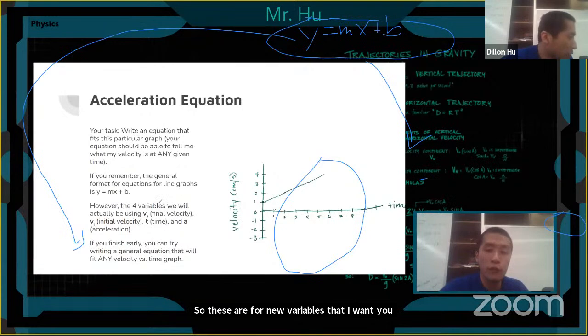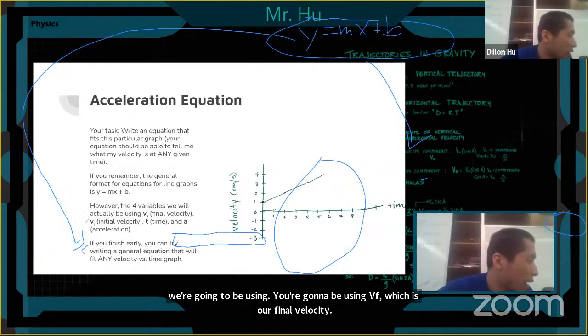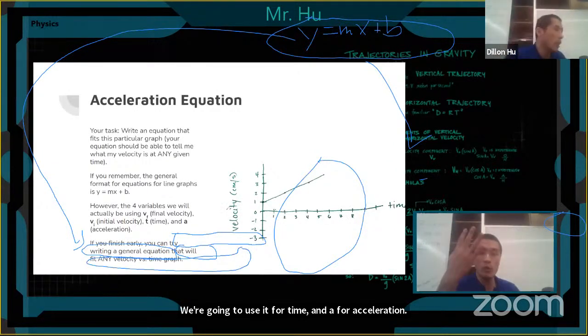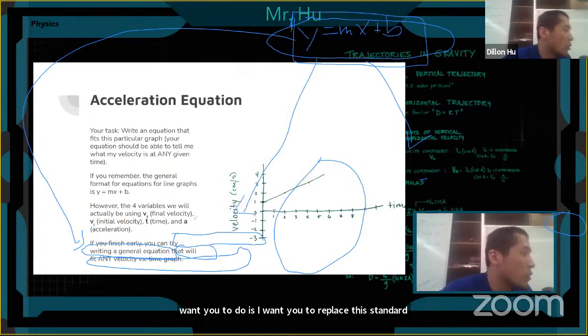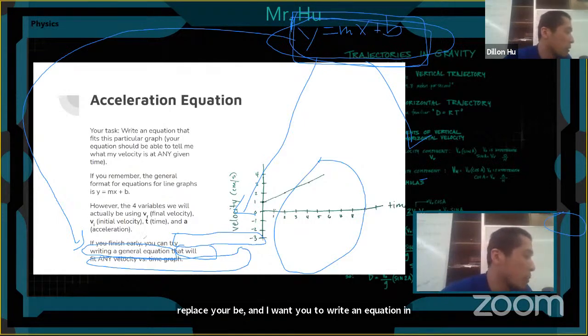We're going to be using vf, which is our final velocity, vi, our initial velocity, t for time, and a for acceleration. So we have 4 new variables to work with. And I want you to replace this standard equation for graphs with these 4 variables. Which one of these variables will replace your y? Which one will replace your x? Which one will replace your b? I want you to write an equation in this format, but with these 4 variables.